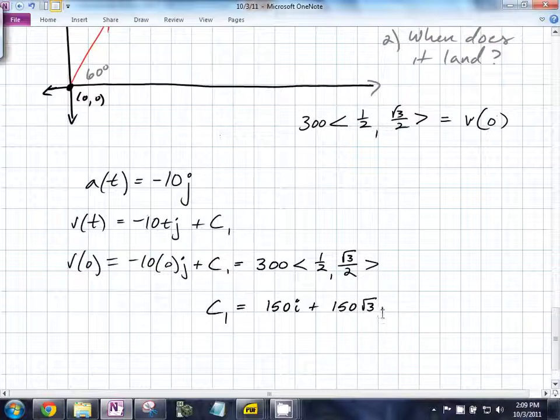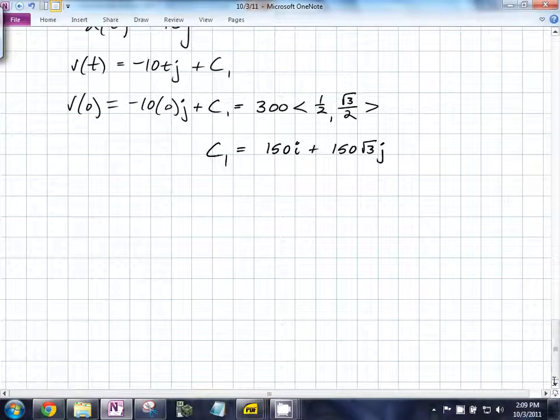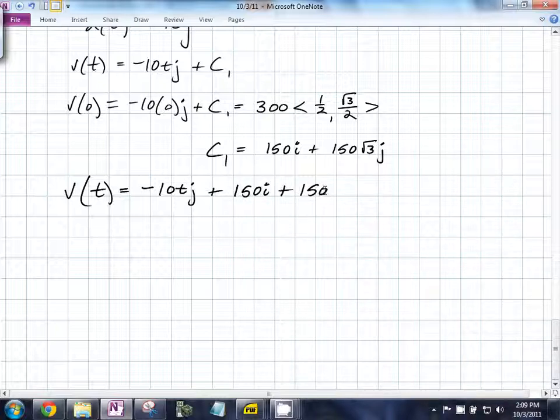So now what do we have? We conclusively now have v of t. v of t is negative 10t j plus 150i plus 150 root 3 j. Before we go any further, what might it be nice to do to clean it up a little bit? Combine the like terms. So this is going to be 150i, there's our horizontal motion, plus 150 root 3 minus 10t j. That's cool.